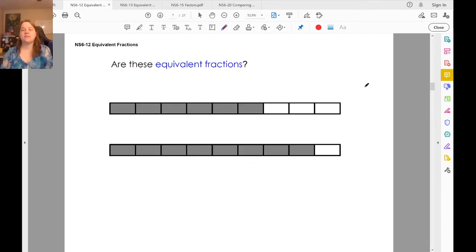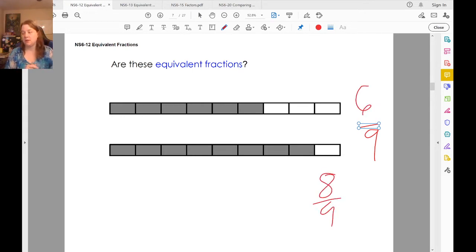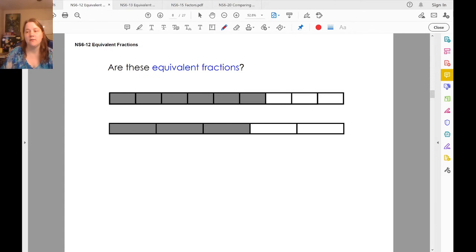So if we look at these fractions and we ask, are they equivalent, we can tell really easily no. They both have 1, 2, 3, 4, 5, 6, 7, 8, 9 pieces. This fraction has 6 pieces shaded, and this fraction has 8 pieces shaded. Those are not equivalent.